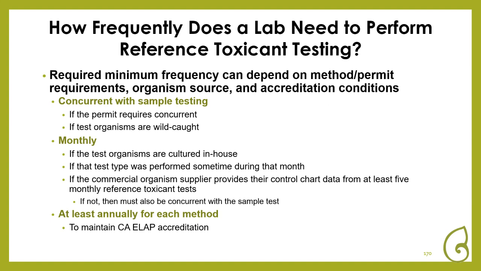And then if the commercial organism supplier can provide their control chart data from at least the last 5 monthly reference toxicant tests, then the lab can do reference toxicant testing monthly. If the supplier can't provide control charts, then the reference toxicant test must be concurrent with the effluent test. And then lastly, in order to maintain accreditation for a particular parameter with California ELAP, you need at least one reference toxicant test annually for each method.